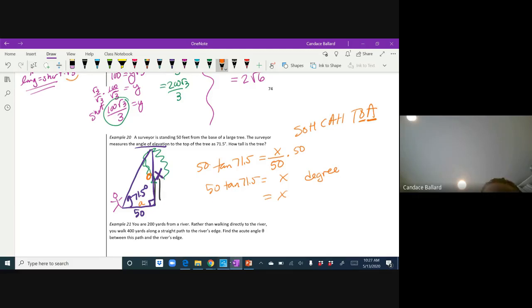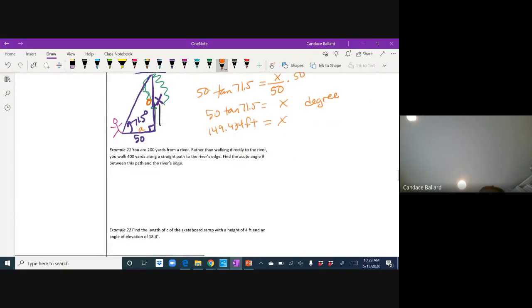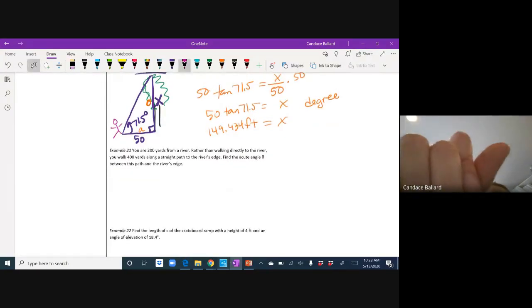When I hit those buttons, I get 149.434, and then you want to label it, since it was a word problem, in feet. Okay. In that one, it doesn't matter that we have the goofy decimal point. If we were trying to go to Home Depot and get a ladder, we would probably round because they wouldn't sell one that's 0.434 feet long. All right, we're going to keep going.